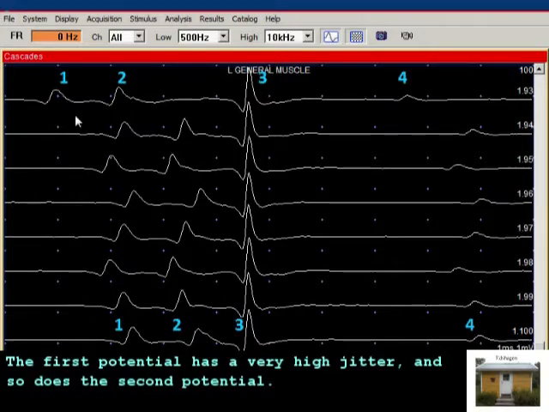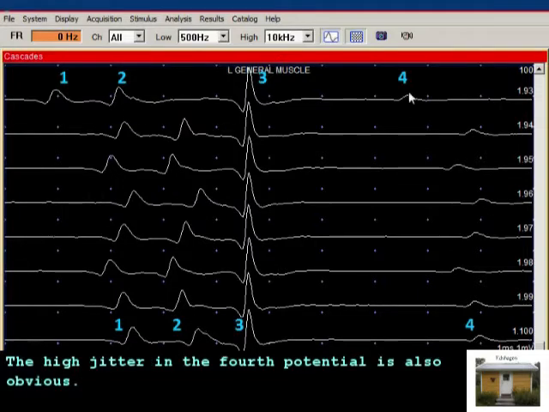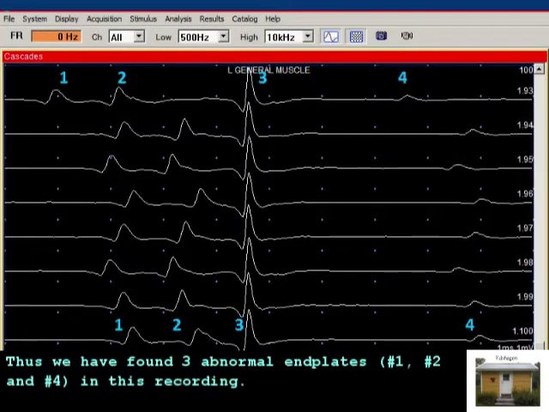The first potential has very high jitter, and so does the second potential. The high jitter in the fourth potential is also obvious. Thus we have found 3 abnormal end plates in this recording.